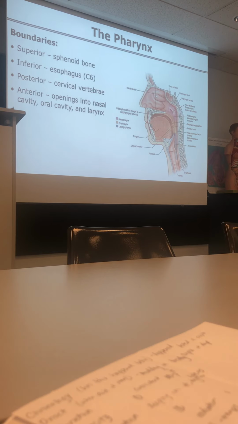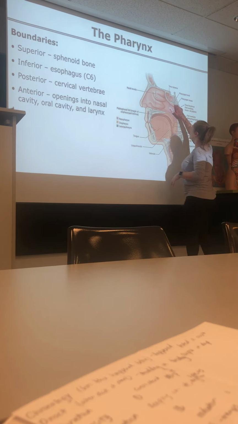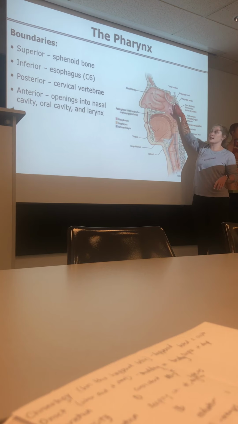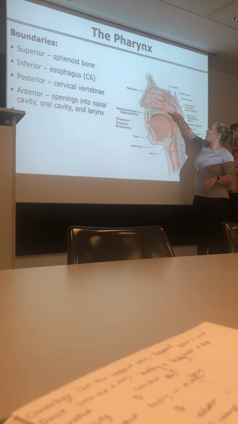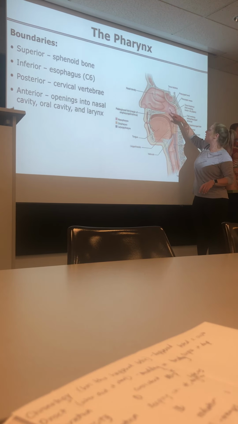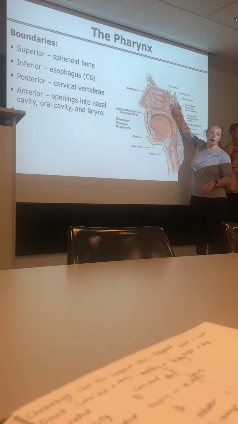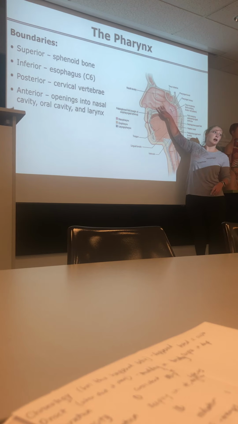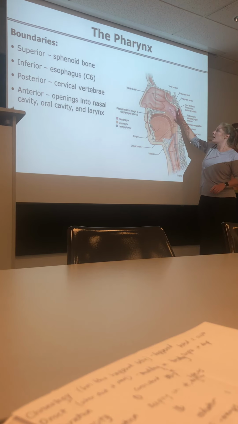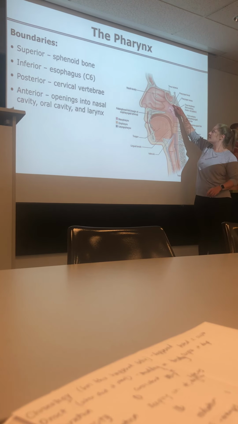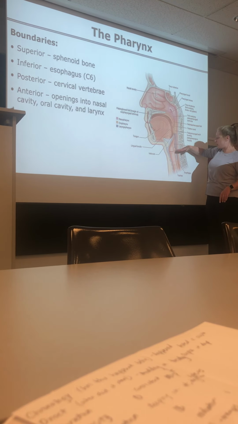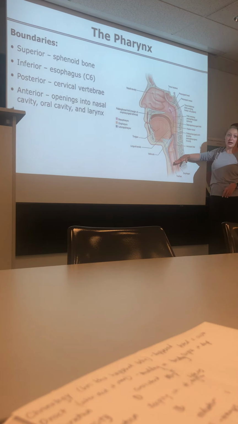So our pharynx borders, so the most superior border is our sphenoid bone. Right here, this is our sphenoid sinus, so this is the sphenoid bone. Our internal nares are not depicted on this image, I don't think, but it would be right here, the most posterior aspect of our nasal cavity. So this is where the pharynx begins, from our sphenoid bone all the way down to our esophagus, which comes down to here.